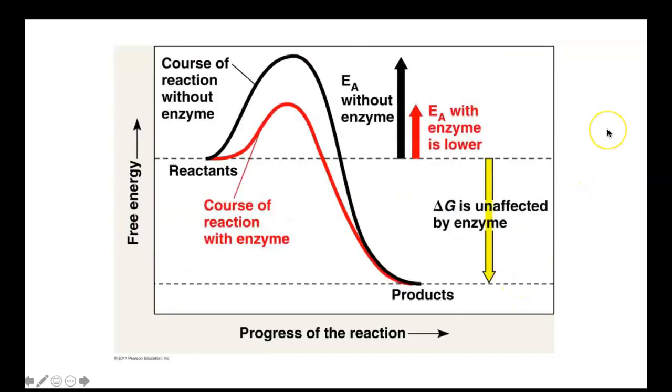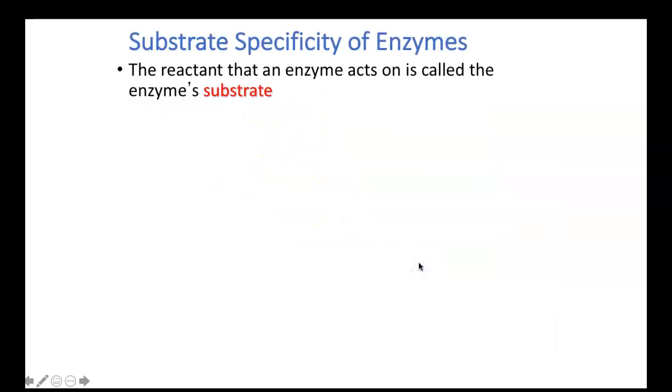I need you to recognize this picture right here. This picture is showing a spontaneous reaction. The black is the energy required for, you see this hump? That's the activation energy required to get the reaction started. The red is the same reaction with the help of an enzyme. So I need you to recognize this picture. Ignore delta G. We're not going to deal with Gibbs free energy in this class. But I need you to recognize this picture as an enzyme is lowering the activation energy, the energy required for a reaction to begin. All right, next page.